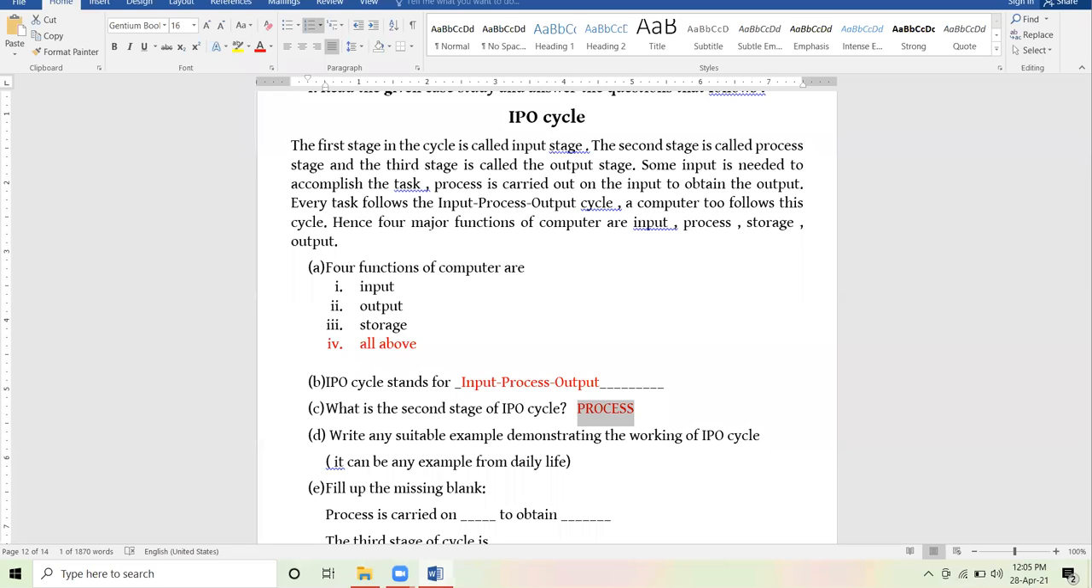Now, what is the third stage? Who will answer the third stage? Yes, Anshya. Third stage is the output. The output will be the Maggie, which is ready. Yes, our Maggie is ready to eat.